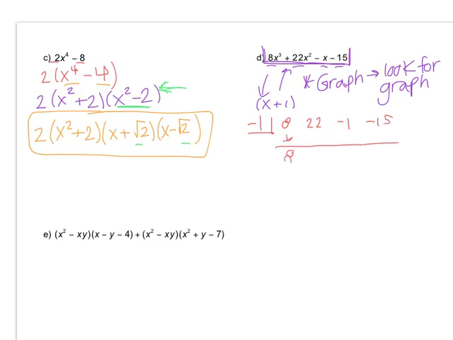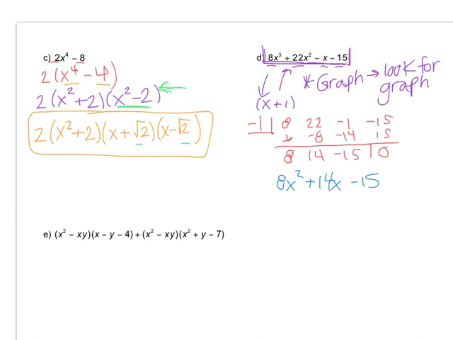And we're going to bring down the 8. And continue this process. We know that it's a factor for sure because we tested it with the calculator. So if you get anything other than 0 as a remainder, you know you've made a mistake. So that leaves us with our new polynomial to factor: 8x squared plus 14x minus 15.